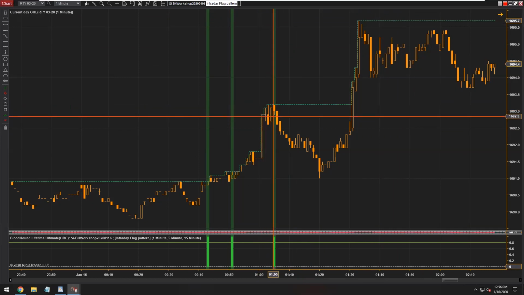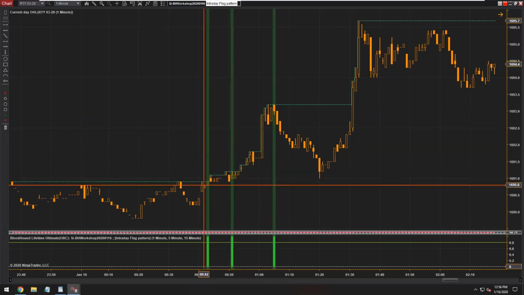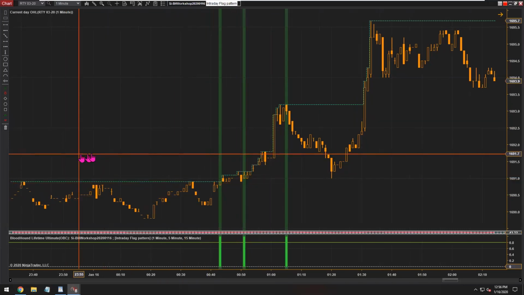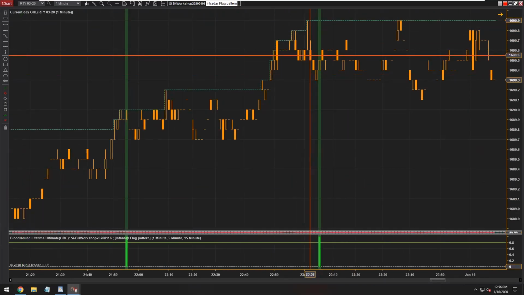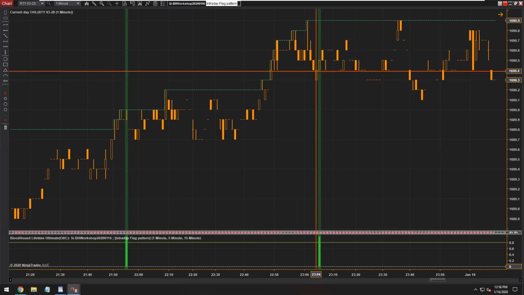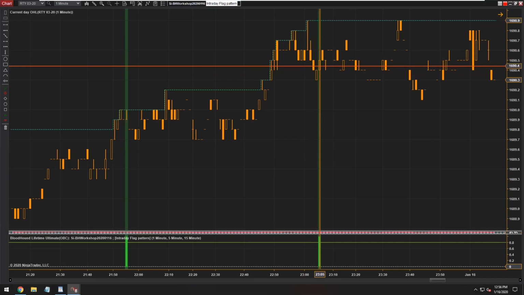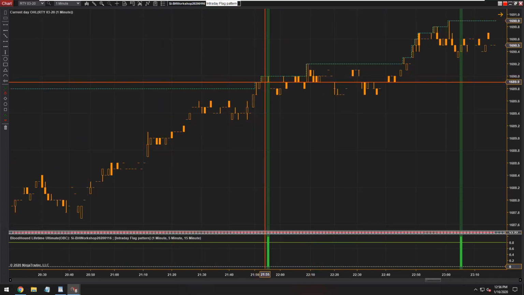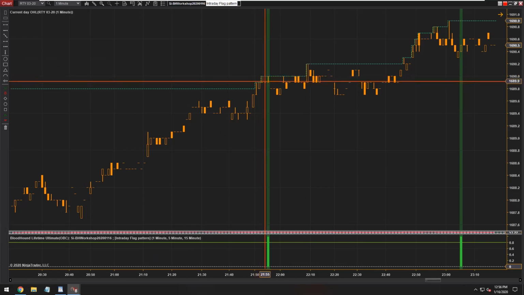Let's see here. Yeah, that one looks good. That looks good. Let's see what we have over here. We're going down, down, down, then up. All right, so 1, 2, 3, 4, 5. That looks good. It even works with these little dojis in the overnight session, where price just isn't moving.